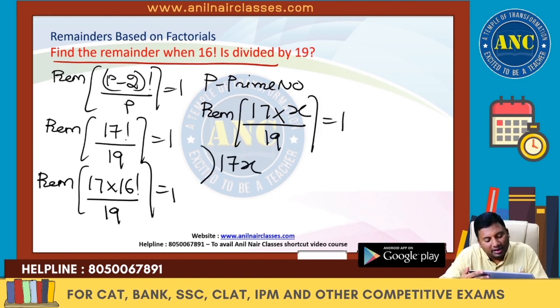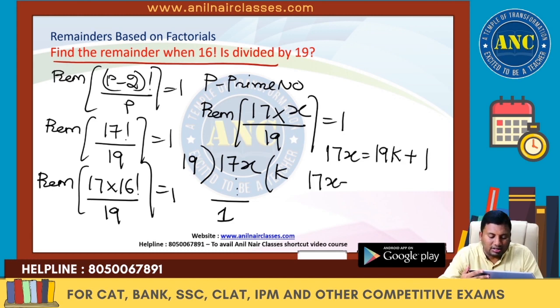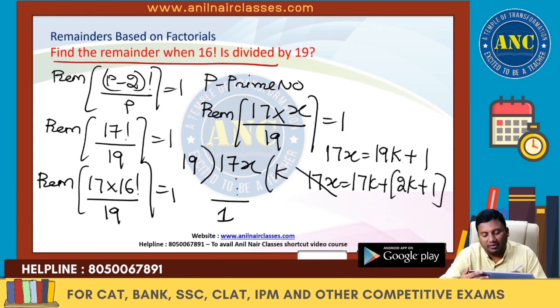17x is the dividend, it is getting divided by 19. Quotient we don't know, remainder is 1. So dividend equals divisor times quotient plus remainder. 17x is 17k plus 2k plus 1. 17k is divisible by 17, so 2k plus 1 should be divisible by 17.